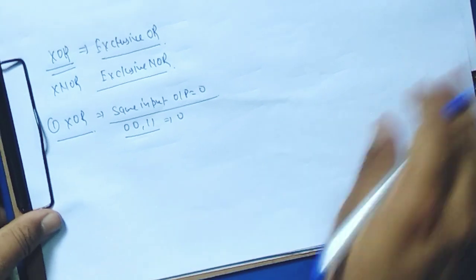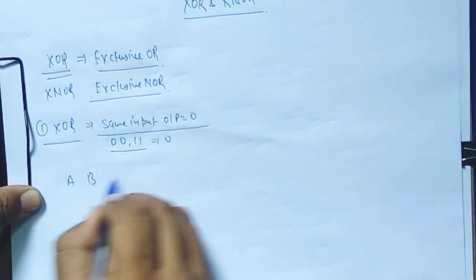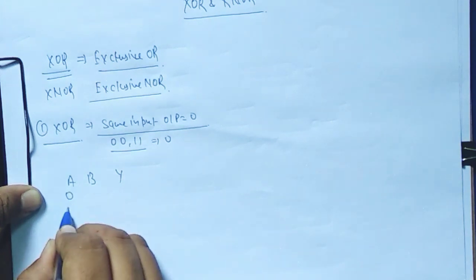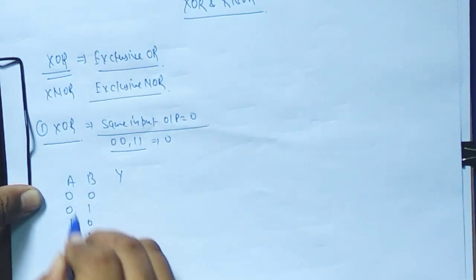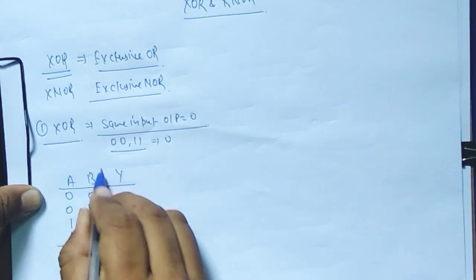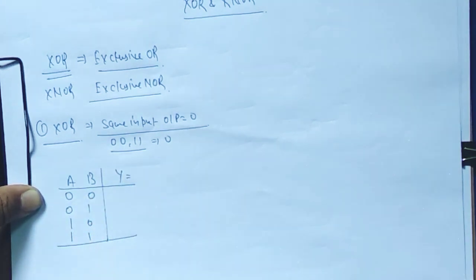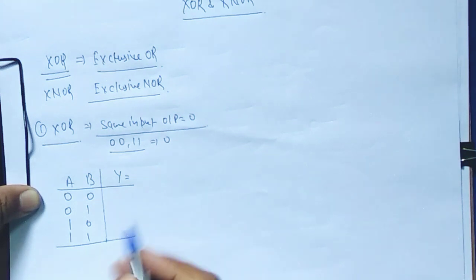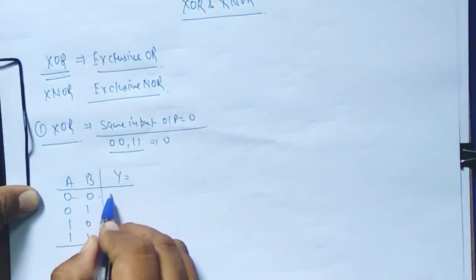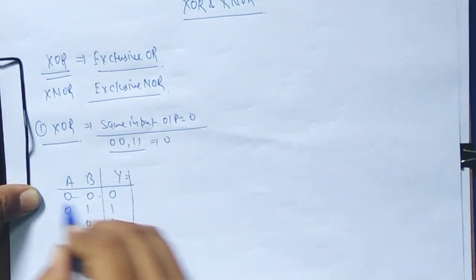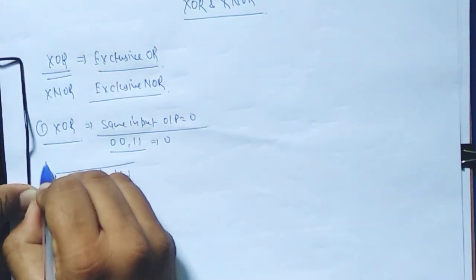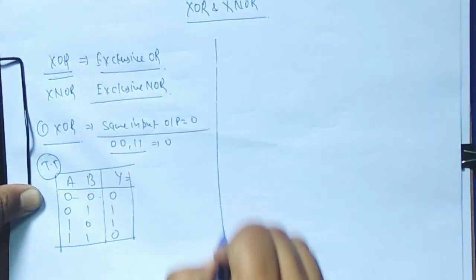Now if I make a truth table, A and B, and this is Y: 0 0 1 1, 0 1 0 1. Now what is the output of the XOR gate? In the same input, the output will be 0. The rest of the outputs will be 1. So this is the truth table for the XOR gate.